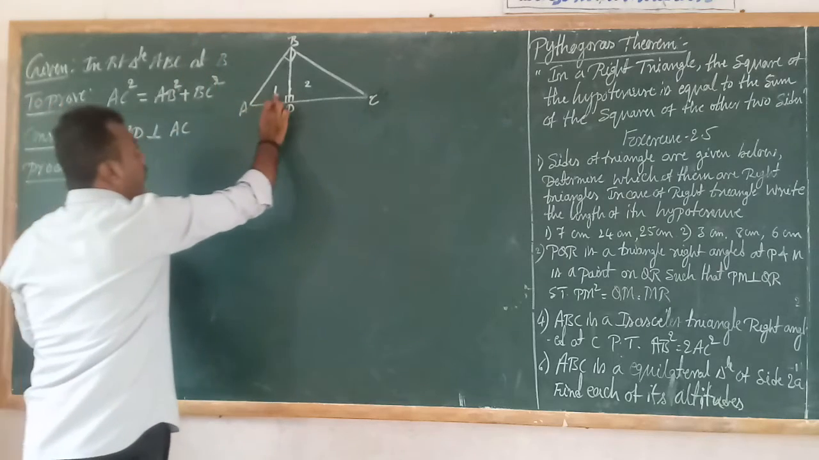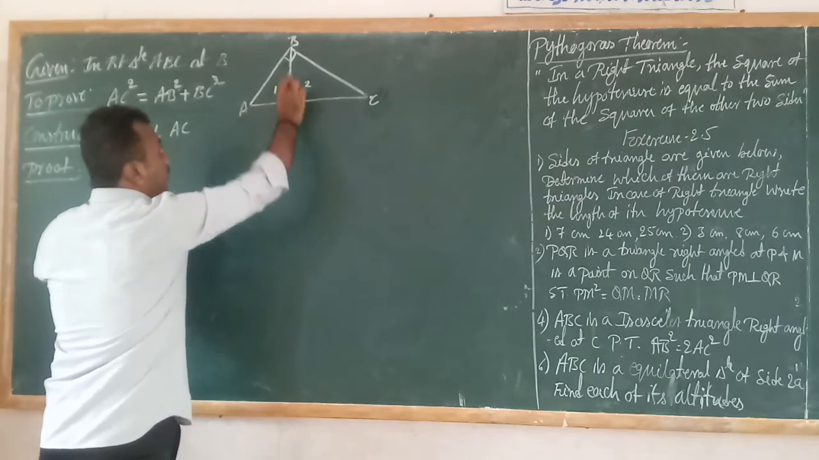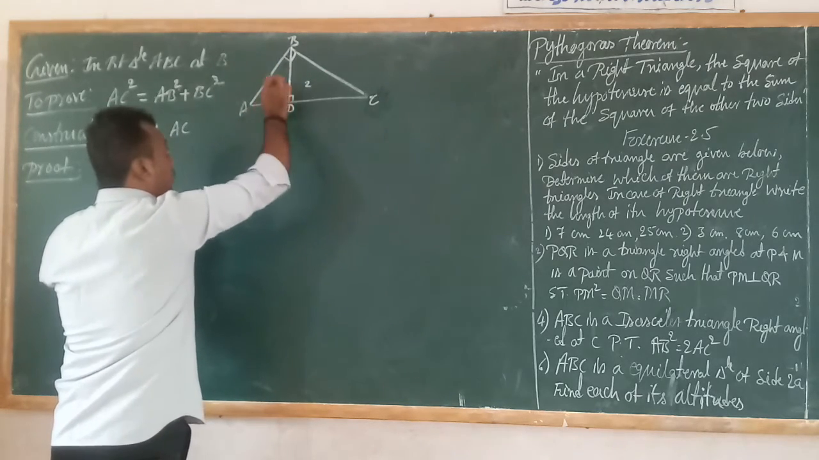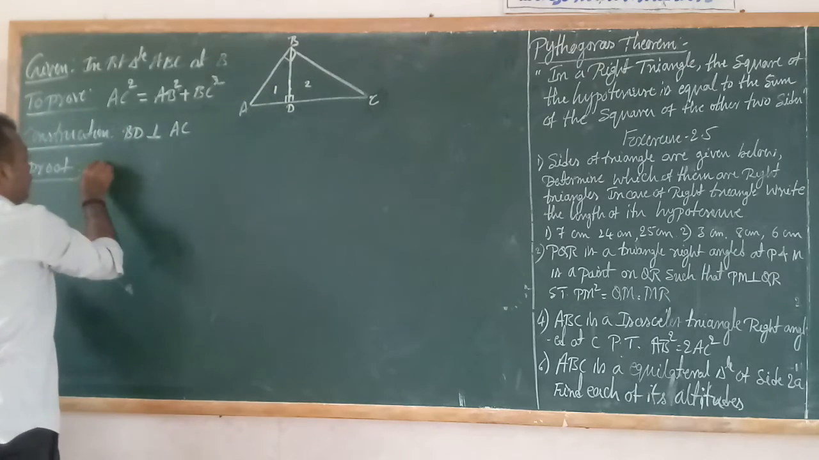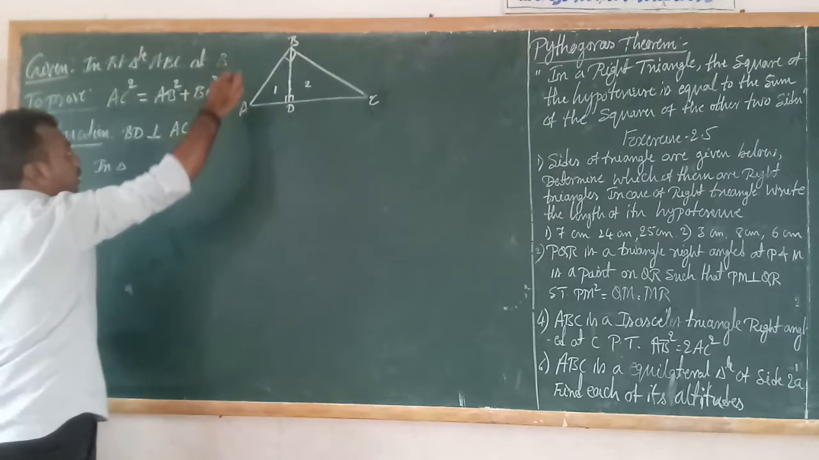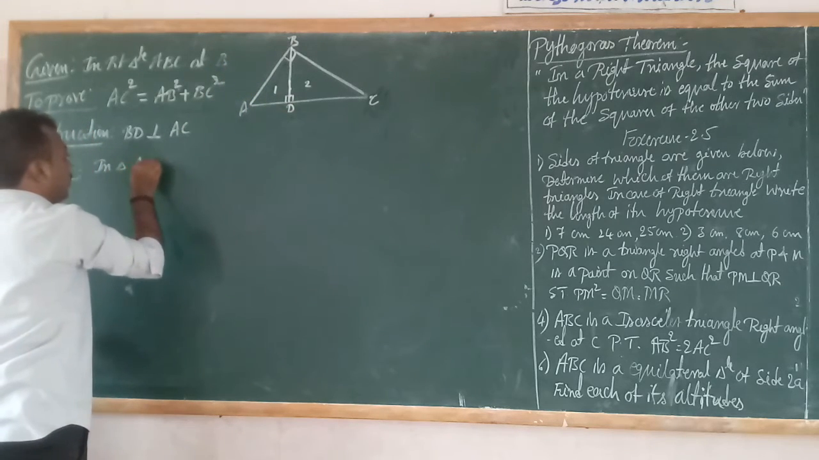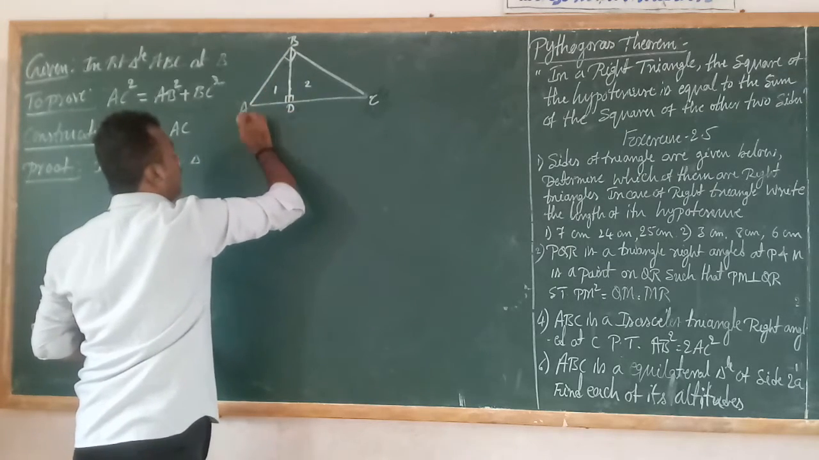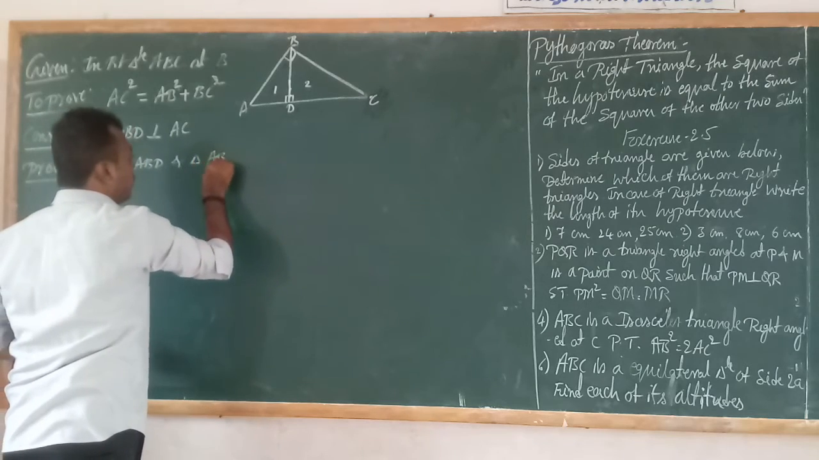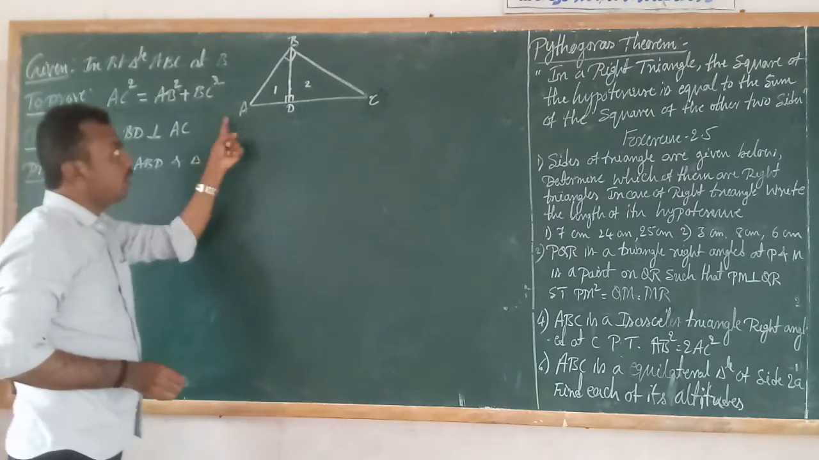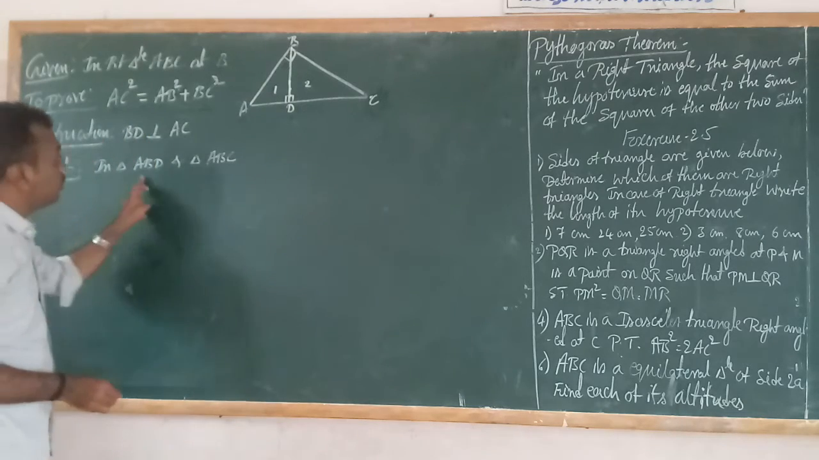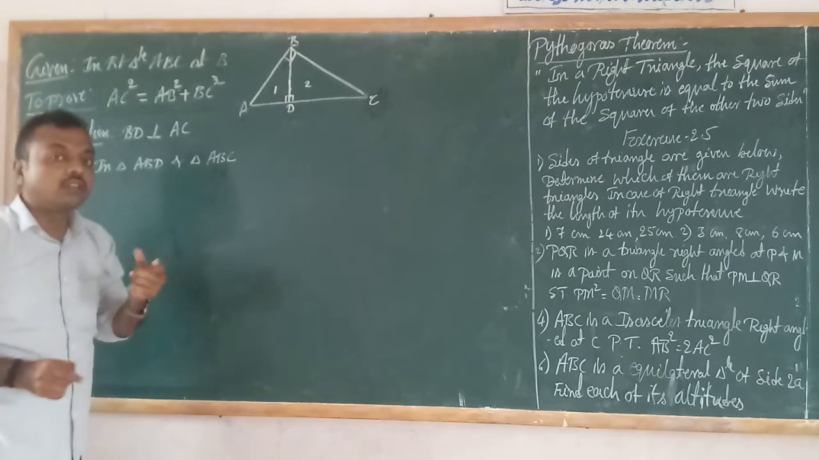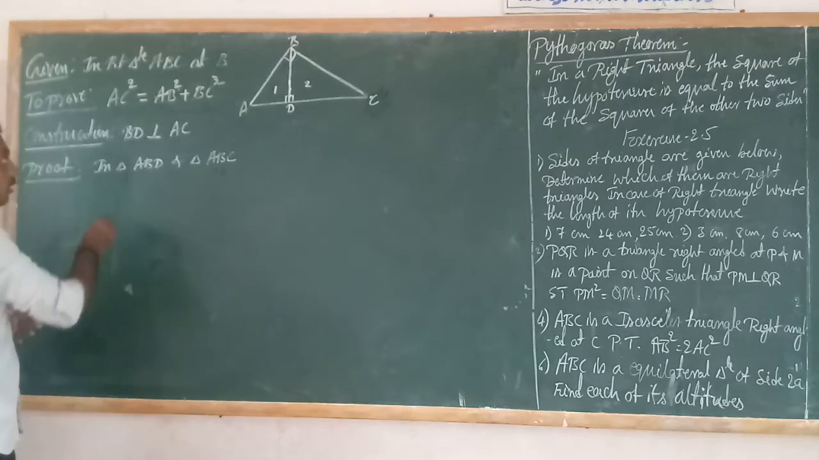First I will consider the first triangle and the whole triangle. So in triangle ABD and triangle ABC, I will consider the first triangle and the whole triangle. What do we have to do with these two triangles? First of all, we have to prove that these two triangles are similar. Got it?